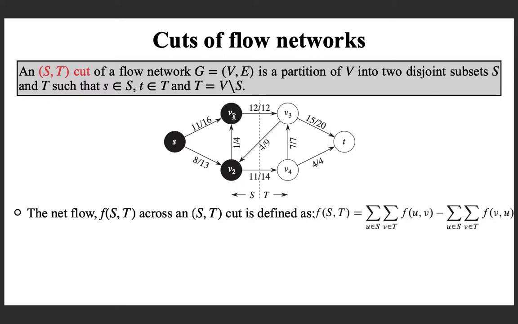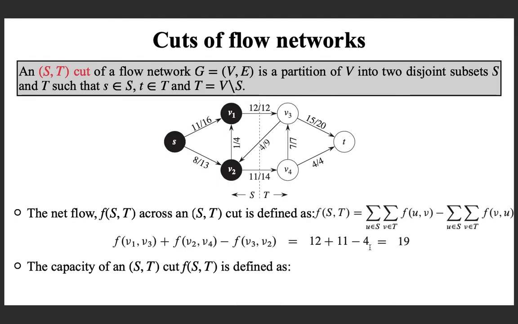If you look at all the flows going from left to right from the set S to this set T, you are taking the sum minus flows coming in the opposite direction. That is, the total of the flows going from left to right minus the total of the flows coming from right to left. For example, here there are two flows going from left to right with values 12 and 11, and one flow coming in the opposite direction with value 4. So, the net flow across the cut is 12 plus 11, 23, minus 4, which is 19.